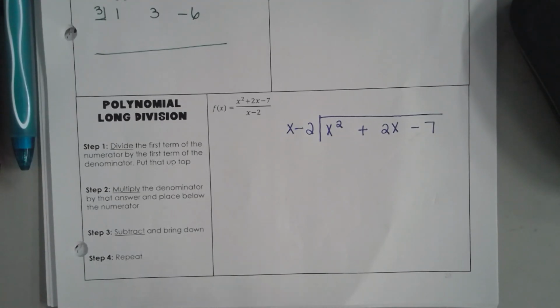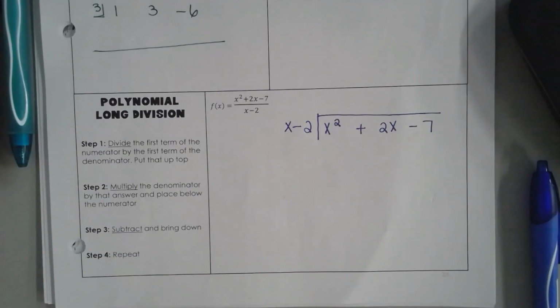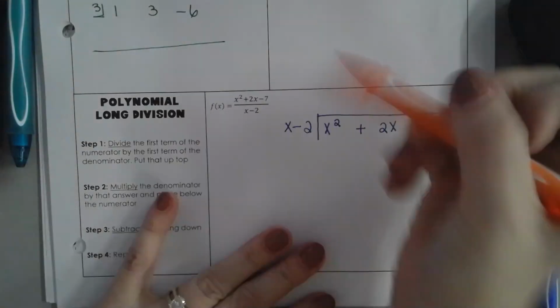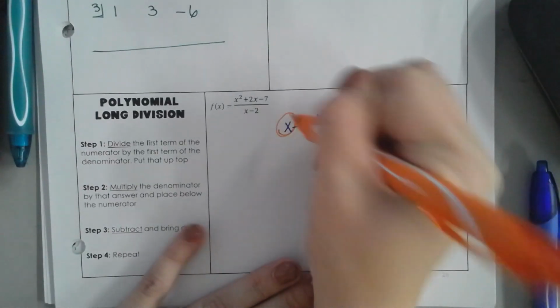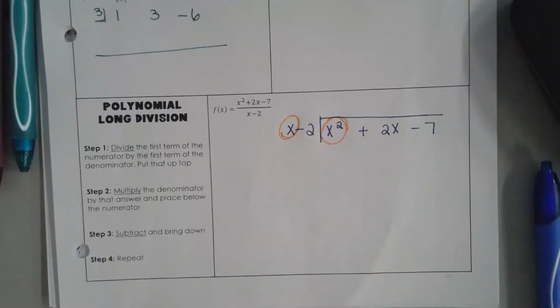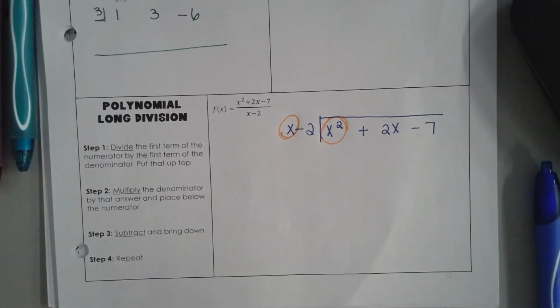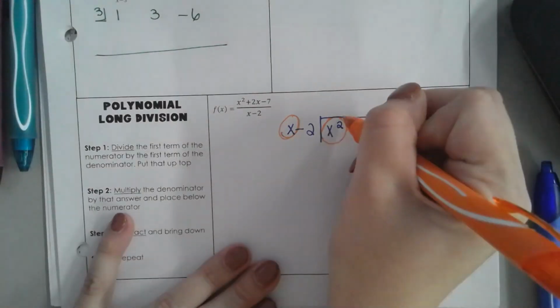All right, so here's what we do. Step 1, divide the first term of the numerator, which is what we've got under the doghouse, by the first term in the denominator. Think about it, when we're looking at horizontal asymptotes, we only care about the leading term. So this first step, it's only the leading terms. So you're going to divide.